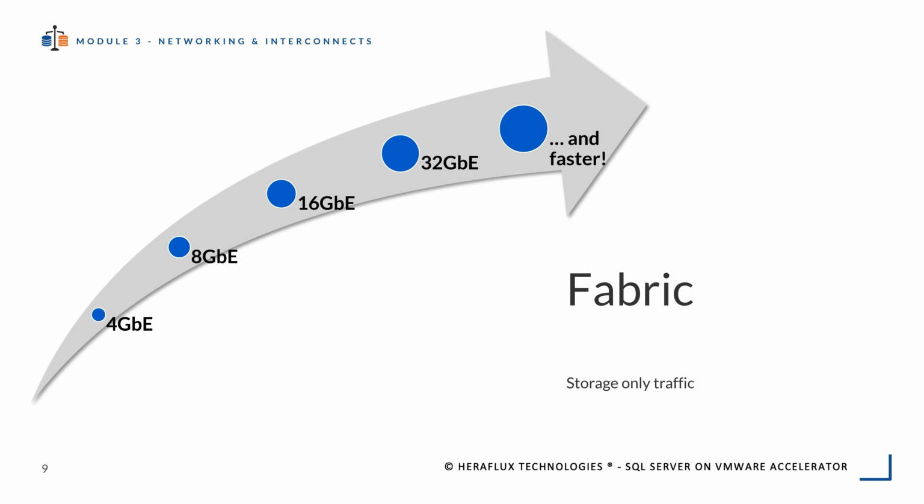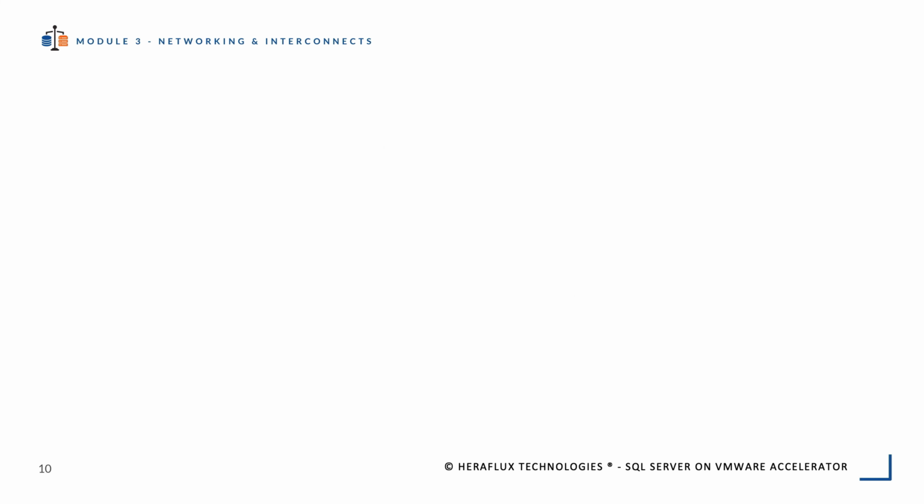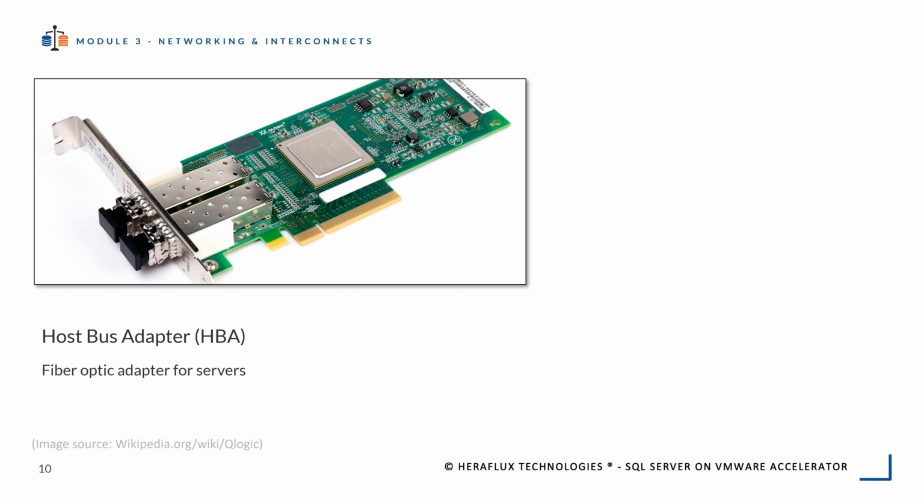Today, you'll see 4, 8, 16, or 32 gigabit speeds in the data center. They're always developing ever faster speeds, just like with regular networking. The communication signal has to originate somewhere. For storage fabric, a host bus adapter, or HBA, is the interconnect component that allows these fiber optics to transmit.